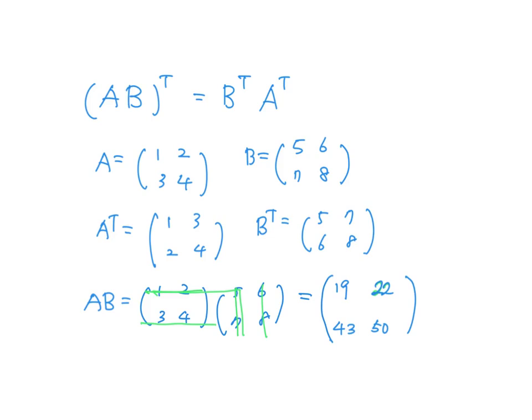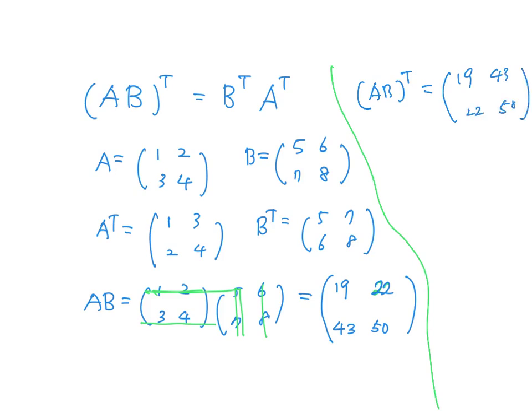So AB transpose, let me put some space here. So AB, and if you take the transpose, you just change the columns by rows. So it's 19, 43, 22, 50. And B transpose, A transpose is 5, 7, 6, 8 times 1, 3, 2, 4.